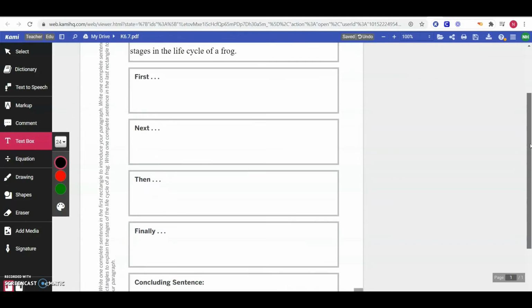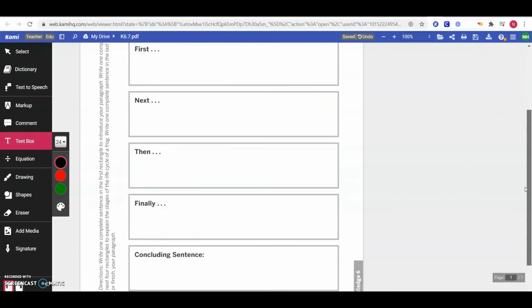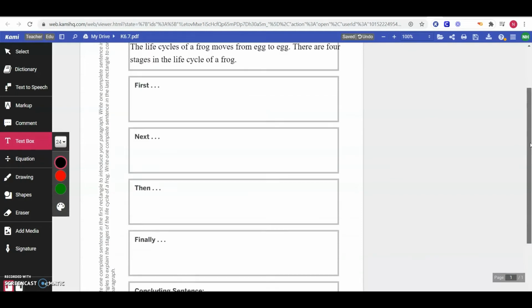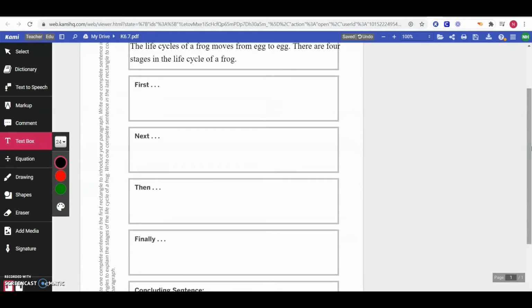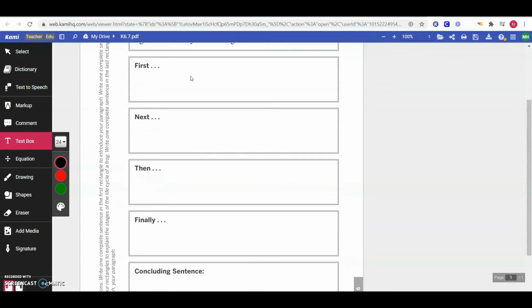Our next couple of sentences say first, next, then, and finally. Words like this help us organize our writing in a way that makes sense in chronological order, or in the order that it happens. There are 4 stages in the life cycle of a frog, and there are 4 sentences. Our first one will be about the first stage in the life cycle of a frog, our second, third, and fourth stage. What's the first stage in the life cycle of a frog? It goes from egg to egg.